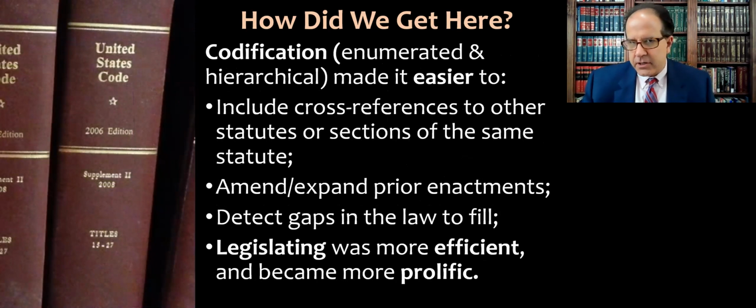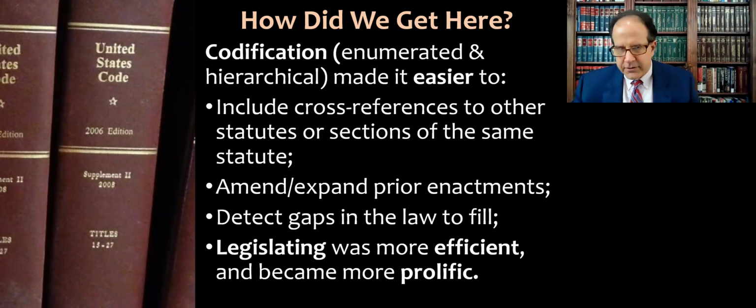So the codification, these enumerated and hierarchical statutes that were arranged topically, made it a lot easier for the Congress to include cross references to other statutes or even sections of the same statute. So if you wanted to just incorporate another statute by reference, you could. And that really saved a lot of time because you could just look it up and refer to it by number. You didn't have to refer to it by the act name and date and so forth. You could refer to pinpoint subsections of other statutes, and say this applies as the term is defined in this other statute, and give a pin site to it. And that saved a lot of time for legislators. I mean, it saved a lot of time for courts, right?